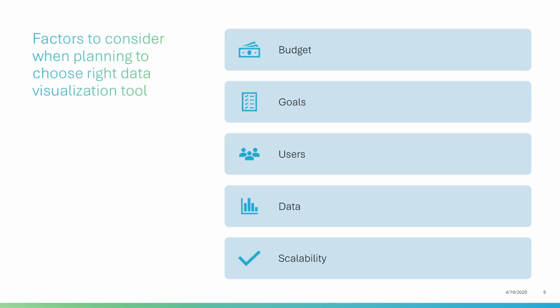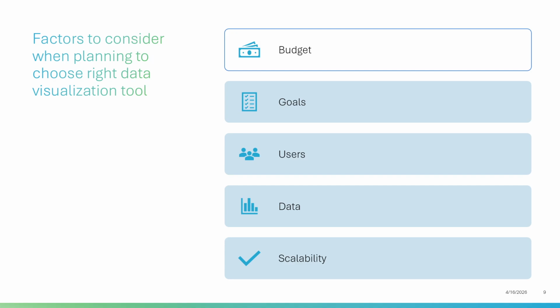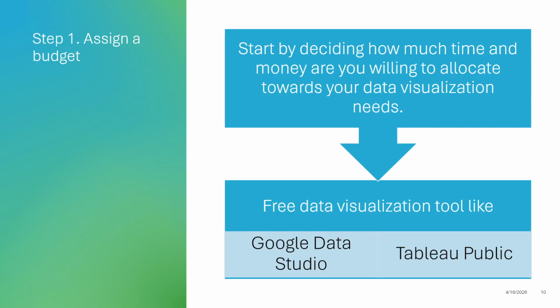Then let's look into a framework that allows us to organize the different factors that we need to consider to choose the right tool. First, budget. When we're talking about budget, it's not just about money. You need to decide how much time, because that's part of the budget, and how many people you have to do this.